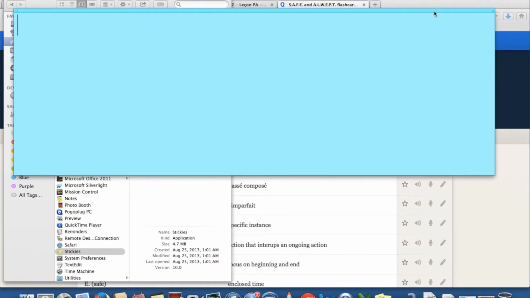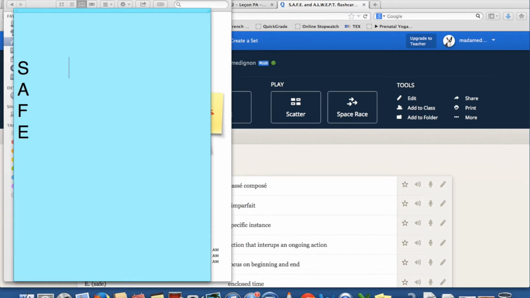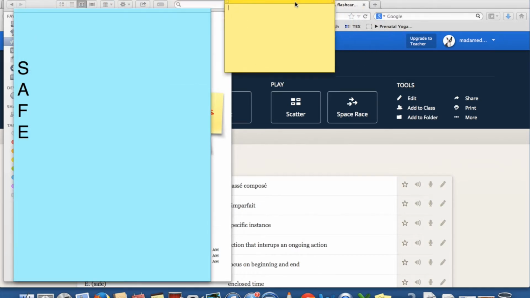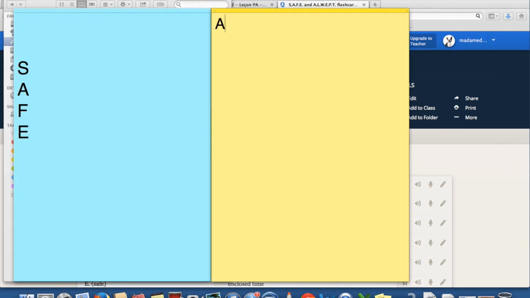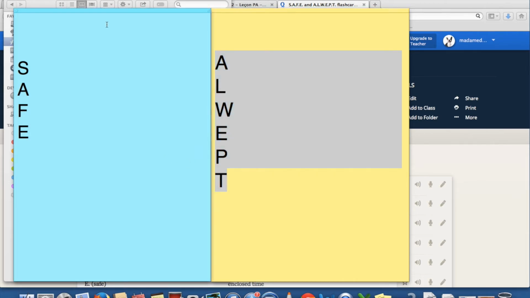The first word is SAFE, and then the second one is ALL WEPT. Obviously "all wept" is not necessarily a word, but it does give you the correct acronym. All right, SAFE. This is specifically for passé composé.